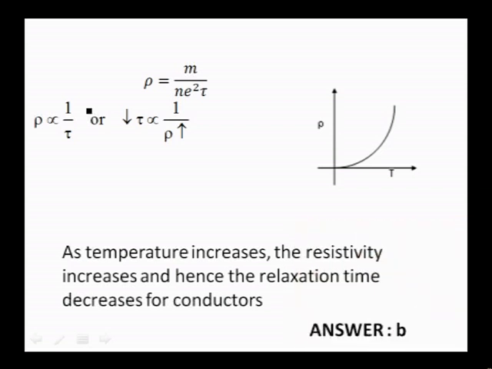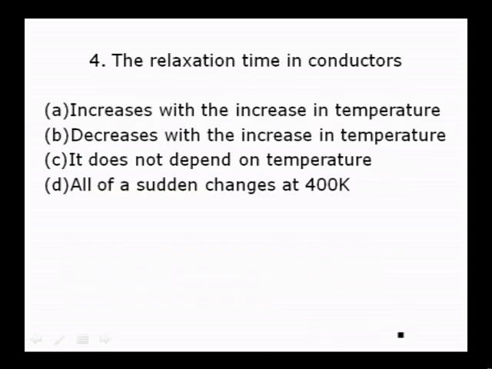We have a relation: resistivity ρ is equal to m divided by n e square τ. This resistivity and the relaxation time are inversely related. We have a graph, resistivity versus temperature. For conductors, it increases with increase in temperature. Relaxation time and resistivity are inversely related. If resistivity increases, relaxation time decreases. As the temperature increases, the resistivity increases, and hence the relaxation time decreases in a conductor. Therefore, the correct option is B. This is the correct option.